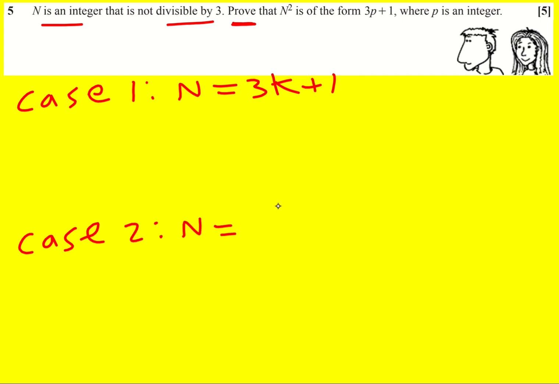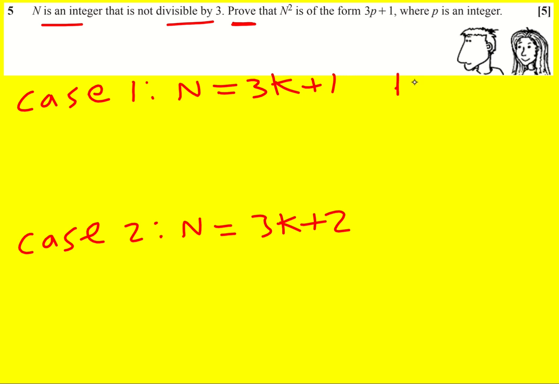is going to be that n is equal to 3k plus 2. Now you don't need to consider any other cases because 3k plus 3 would be a multiple of 3. So these are the only two we need. Just to add, we could write 3k minus 1 for the second one, and if you remember to do that or you want to do that, that's fine. I'm going to stick with 3k plus 2 here.